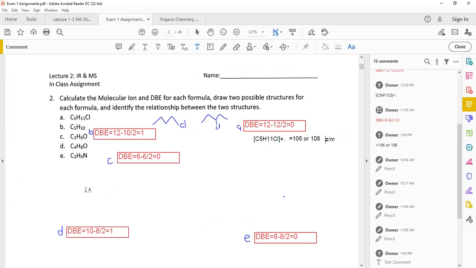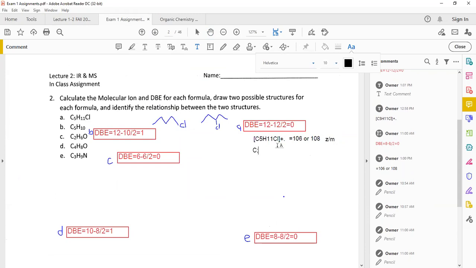So when it says calculate the molecular ion, does it mean the mass of it? Yes, you need the mass. You need to do carbon first. So for carbon, you have 5 times the atomic mass of carbon, which is 12. So this is 60. Then I have hydrogen, which is 11 times 1, so I have 11. And then I have chlorine, which is 35 times 1, so it will be 35. And when you add all those, it will be 106 in total.